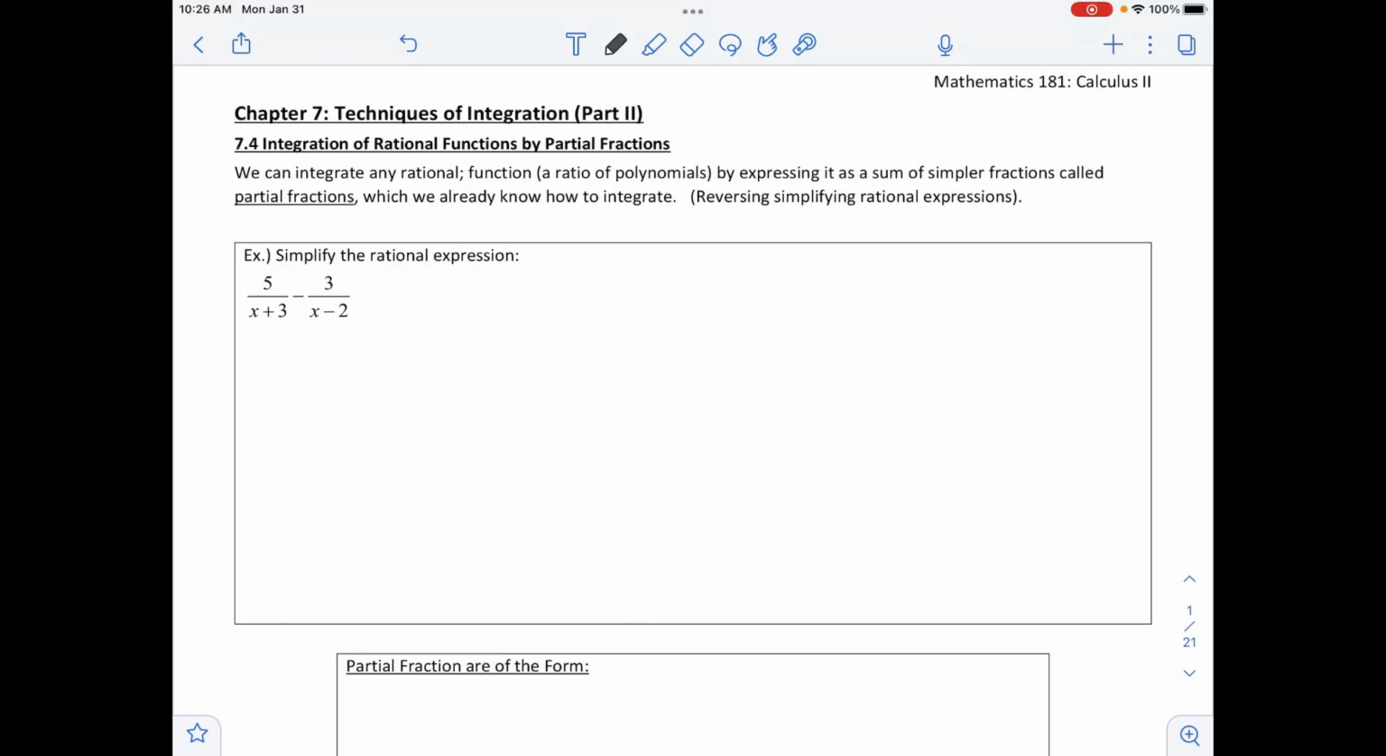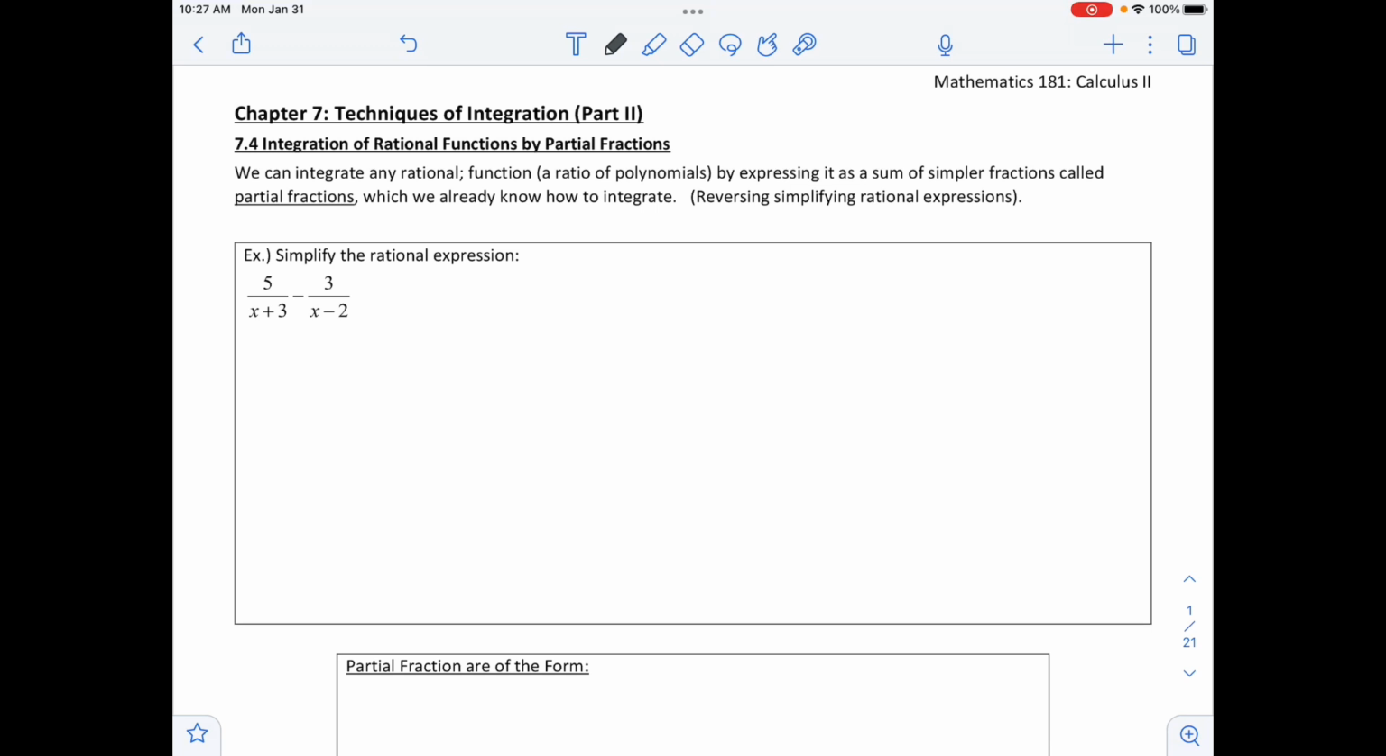We are in Chapter 7, Techniques of Integration, Part 2. 7.4 is Integration of Rational Functions by Partial Fractions. We can integrate any rational function, a ratio of polynomials, by expressing it as a sum of simpler fractions, called partial fractions, which we already know how to integrate. Reversing simplifying rational expressions. So we're going to take a look at the example right below this.